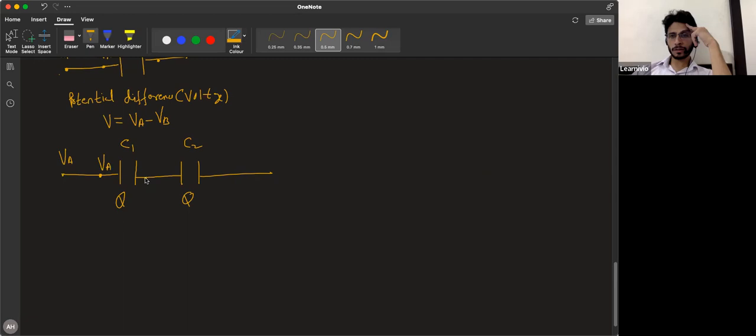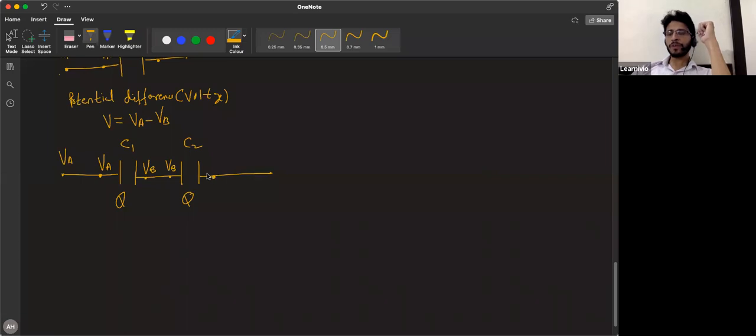Why? Because you have a capacitor. Capacitor will offer discontinuity. Due to this, potential will change. This is VB. And here, if this is VB, then here this is also VB, because it's a straight wire.